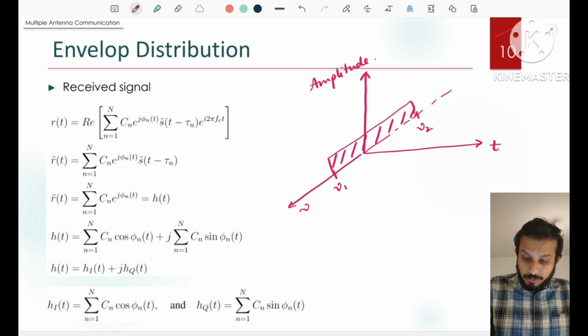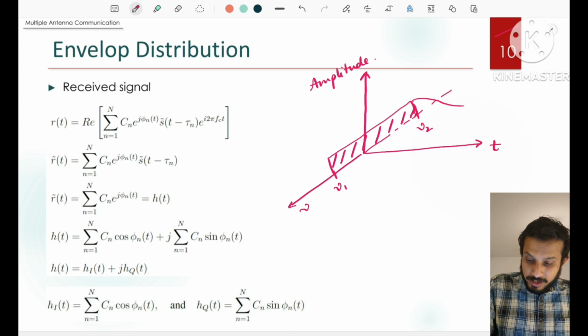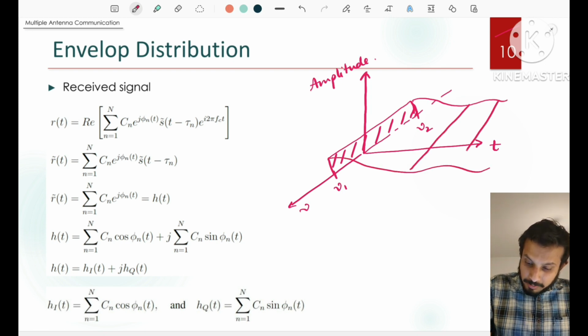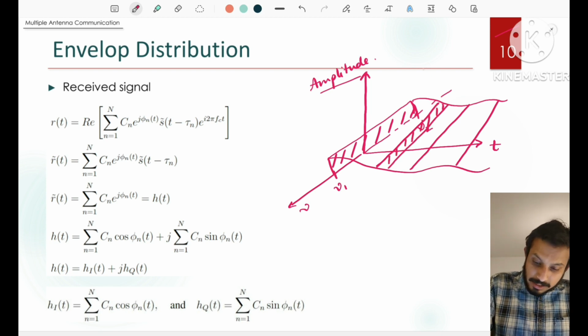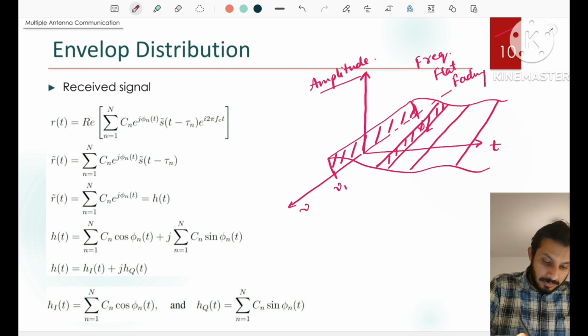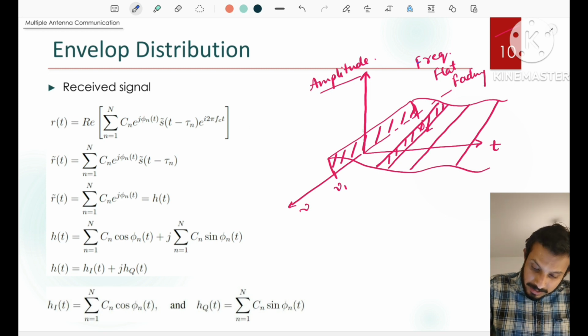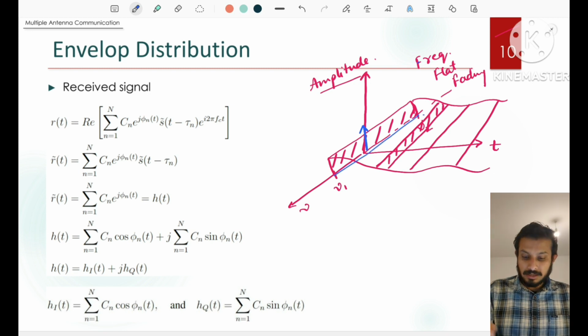across this frequency range. Although it will vary with time, across the frequency it will remain unchanged. That means the amplitude response is flat across the frequency. As a result, we get frequency flat fading. Now, in order to study frequency flat fading, we can send a single tone in this range of frequencies.